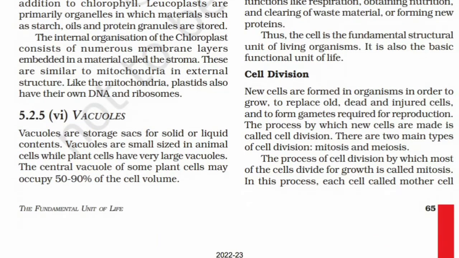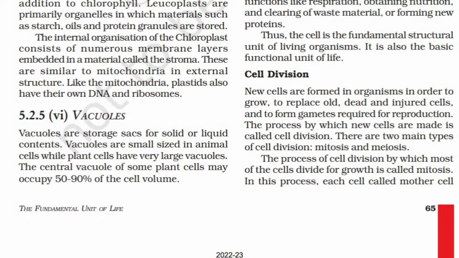Cell division. New cells are formed in organisms in order to grow, to replace old, dead and injured cells, and to form gametes required for reproduction. Why are new cells formed in organisms? To grow, and to replace old, dead and injured cells. Sometimes old, dead and injured cells need to be replaced, so new cells are formed. Also, new cells are formed to form gametes that are required for reproduction.